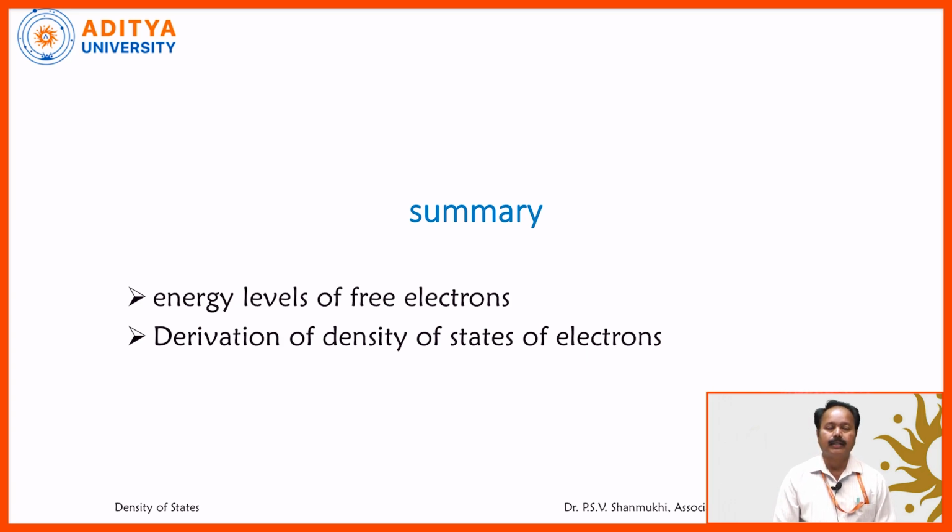So, in this article, coming to the summary, we have discussed the energy levels, the distribution of electrons among various energy levels, and also we have derived the expression for the density of available energy states. That is what we have seen.